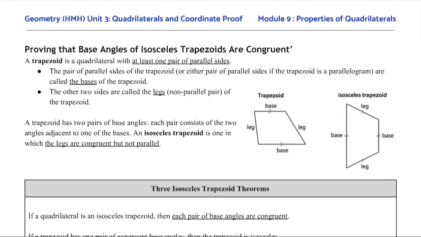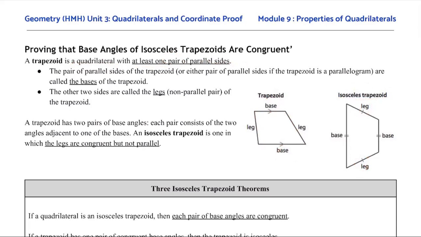All right, guys. So we're going to be proving that the base angles of the isosceles trapezoid are congruent. Before we do that, what exactly is a trapezoid? A trapezoid is a quadrilateral with at least one pair of parallel sides. So generally speaking, we accept that there's one pair of parallel sides, right? The two non-parallel sides are called legs, and the two parallel sides are called bases. And an isosceles trapezoid is when the two legs are congruent.